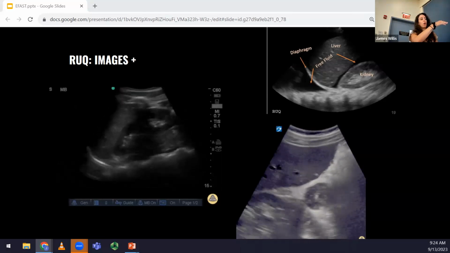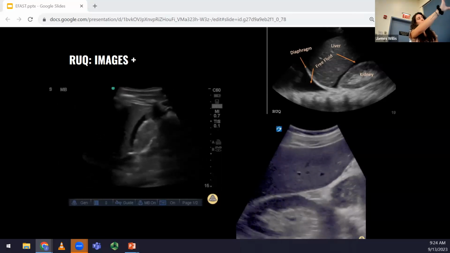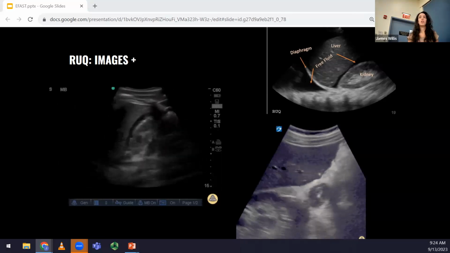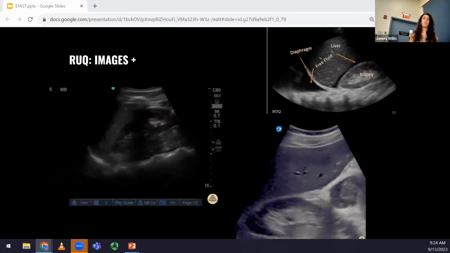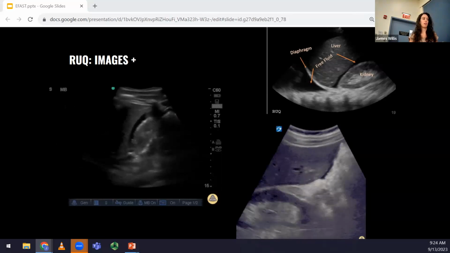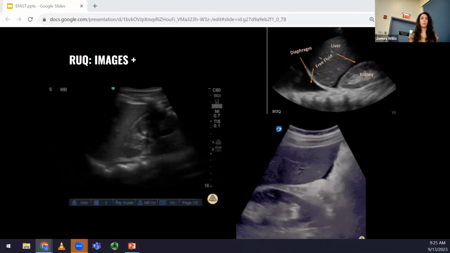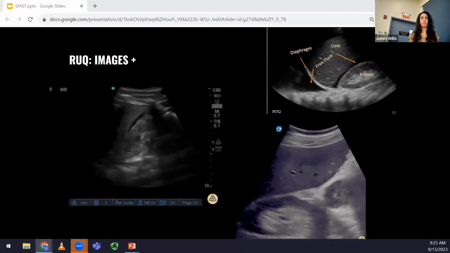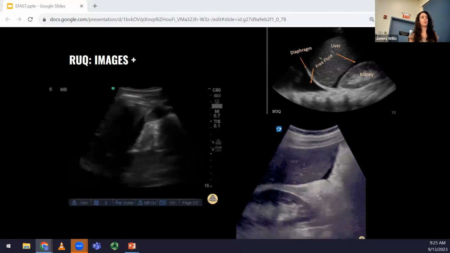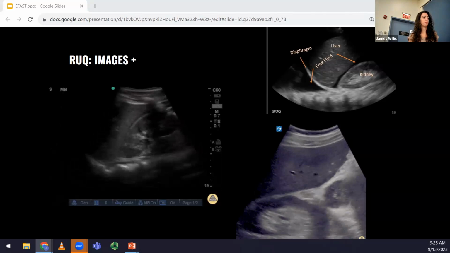The hyperechoic thing along the bottom of that image is the spine. You should not be able to see spine above the level of the diaphragm. The lungs are not good, the sound does not travel well through that, and so usually it obscures the imaging of the spine. If you're seeing the spine above the diaphragm, that's a sign that there's fluid involved.